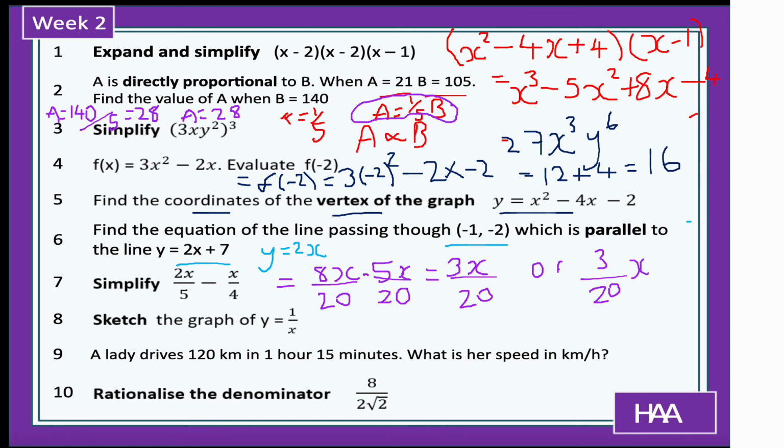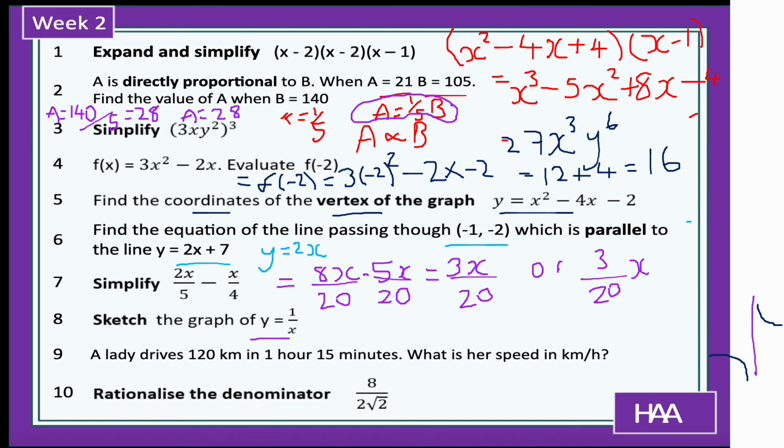Okay, this is question number 8. Sketch the graph of y equals 1 over x. So this is what I call a reciprocal graph. So it looks something like this. Okay, y equals 1 over x.